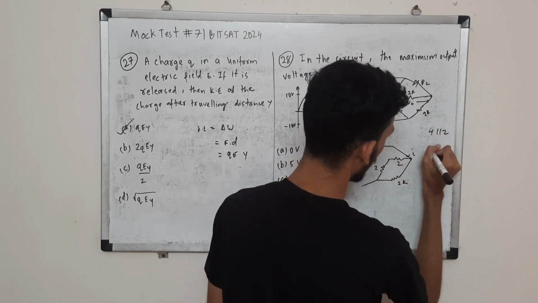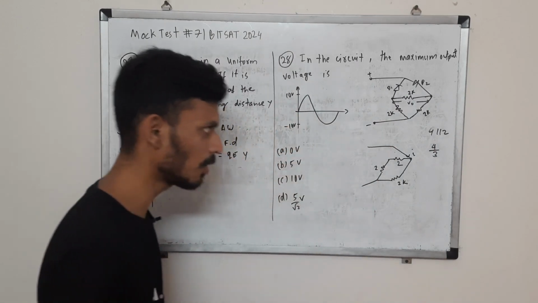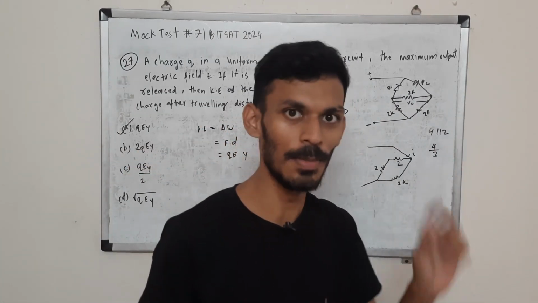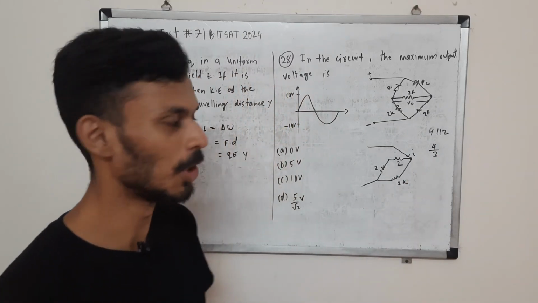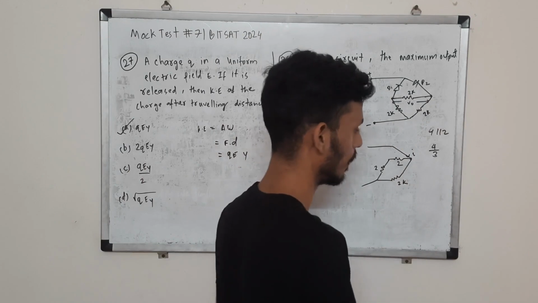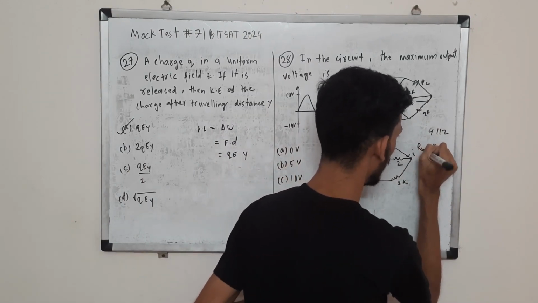4 and 2 in parallel gives 4 by 3, right? R and 2R in parallel, you get the bigger value by 3. Okay, so that is a short trick I remember. You can calculate it too: 4 and 2 in parallel, product upon sum, right? So that is the equivalent resistance that we get.